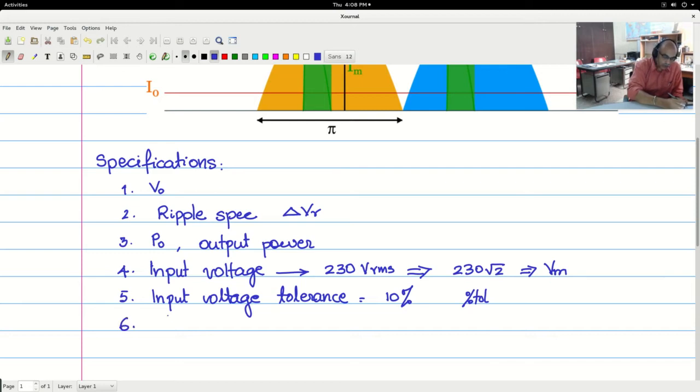And then of course you need to have the frequency. The supply frequency is known, it is always 50 Hertz, at least in our country, so you need not bother much about that. So these are the specs that are given to you. Using these specs, we have to now arrive at the value of the capacitance C. That is our first job.